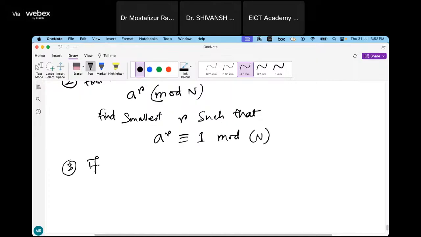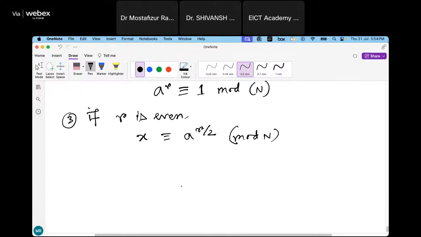Third step is, if R is even, so this is a good approximation, then X will be a to the power R by 2 modulo N. You can design it in this way. And if the condition is it is even, and X plus 1 is not equal to 0 modulo N, then that is a better solution.